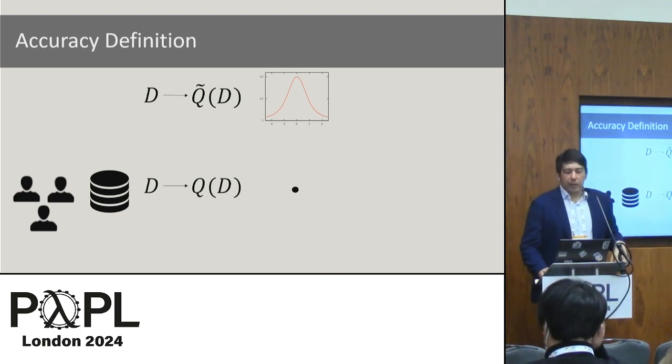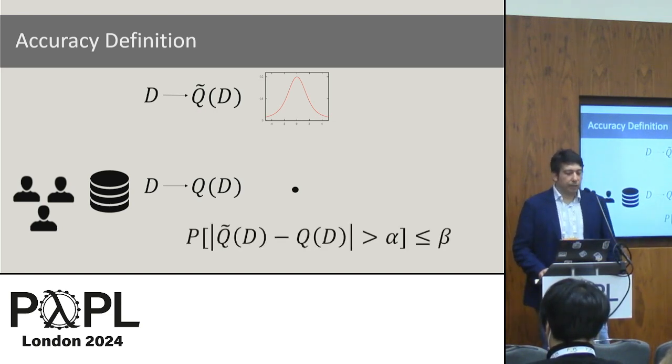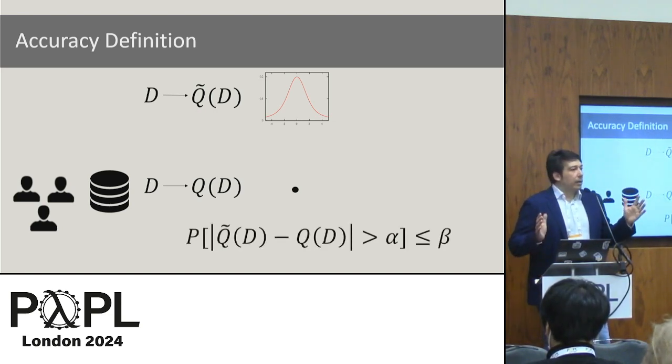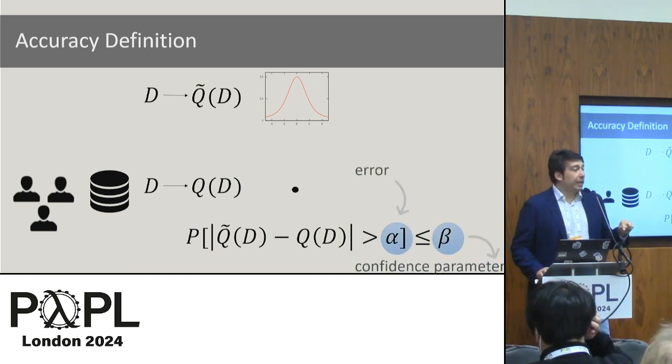And the way that we're going to do that is by using confidence intervals, and I'll give you the definition. It's like this. You're going to reason about the distance between a point in the distribution Q tilde and the real point. The important thing to notice here are 2 parameters, alpha and beta. Alpha is the error, and beta is the confidence parameter. Okay?